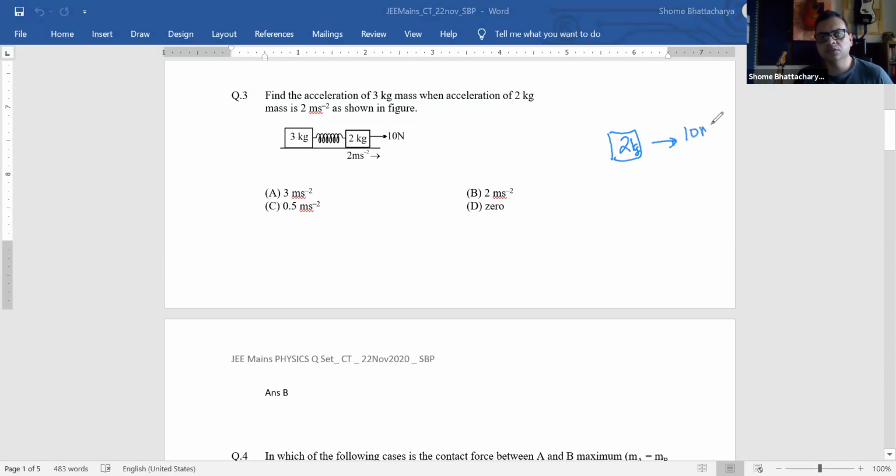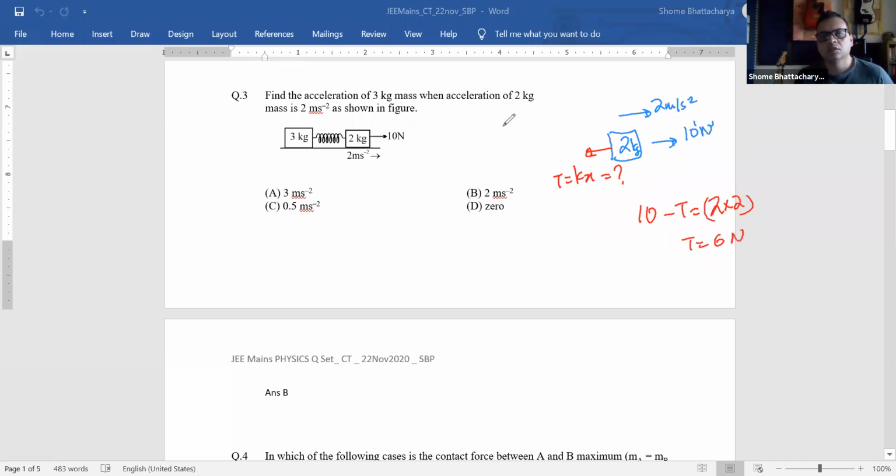from this side is 10 newtons, but the acceleration is only 2 meters per second square. That means there is some force from this side also. Otherwise, the acceleration would have been 5, no? So that means there is some spring force Kx, which is the tension in the spring, which is equal to how much? Now you can find out. So 10 minus that tension is equal to 2 into 2, mass into acceleration. So that tension is equal to how much?